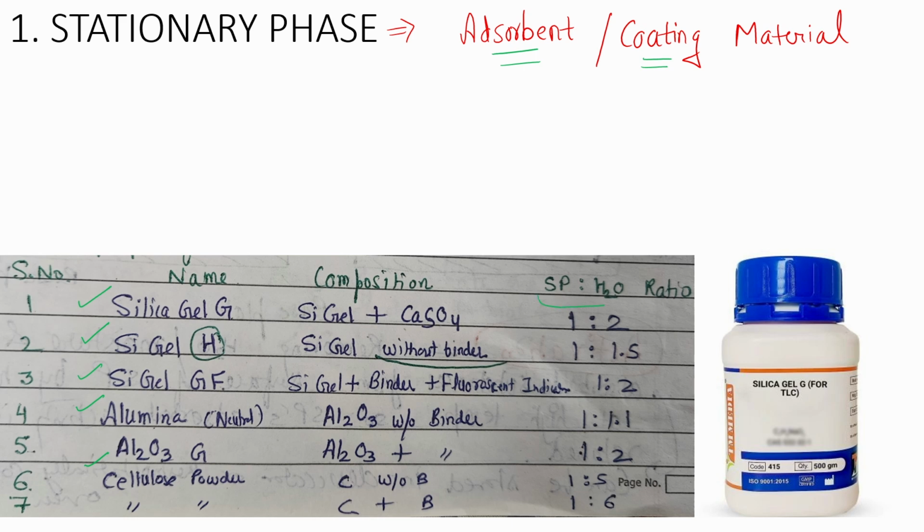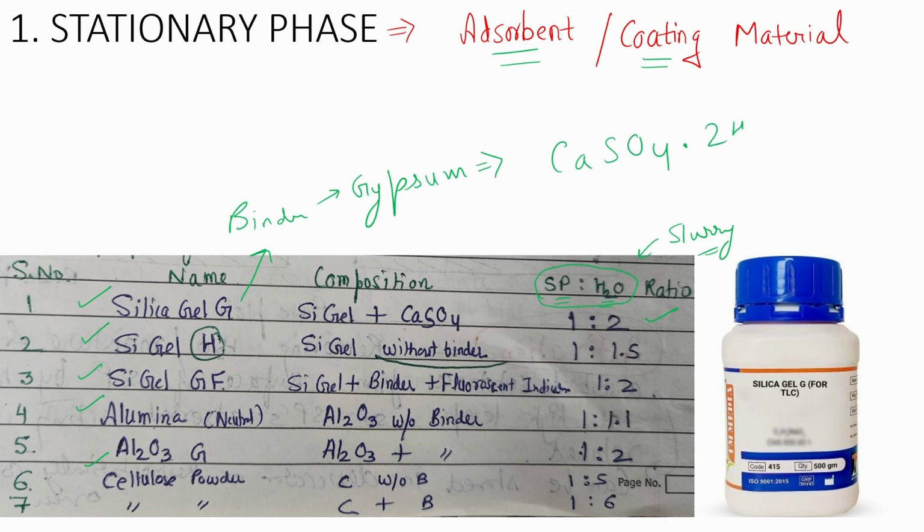But for preparing the slurry of this stationary phase, we have to mix this stationary phase in water, and the ratio is given like, if we are going to use silica gel G, then we have to take 1 unit of stationary phase and 2 units of water. In this way, we are going to prepare the slurry. And in silica gel G, G refers to the binder. Binder is gypsum. The full form of G is gypsum, and gypsum has the formula calcium sulfate dihydrate.